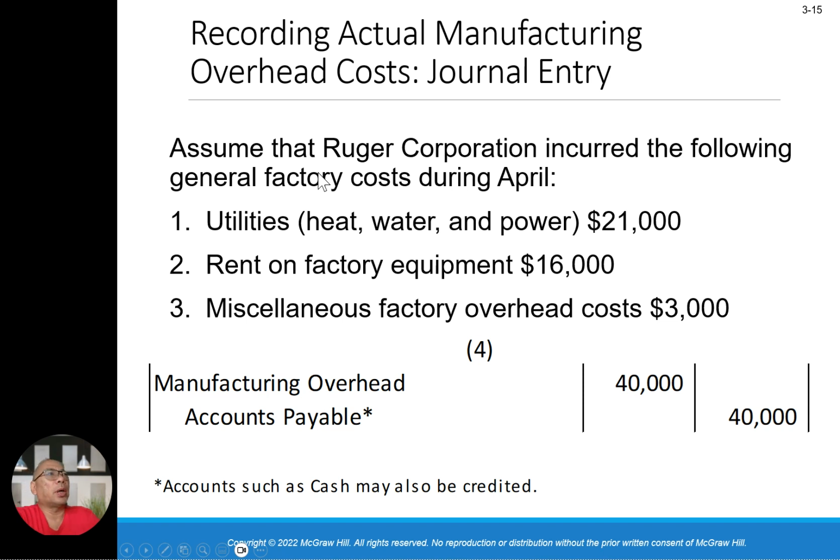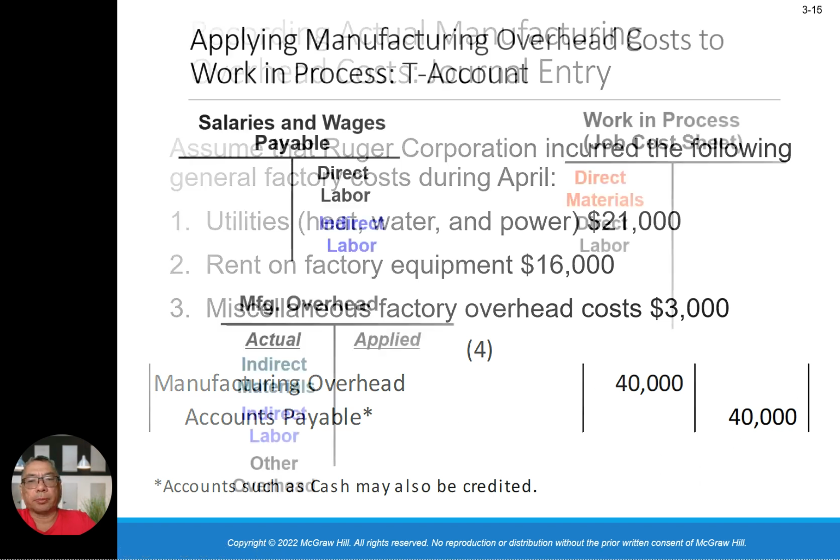Assume Ruger Corporation incurs the following factory costs: utilities 21,000, rent on factory 16,000, and miscellaneous factory overhead 3,000. The total of all of them is 21 plus 16, 37,000, plus 3, 40,000. So how are you going to book that? Manufacturing overhead debit 40,000, accounts payable credit 40,000.